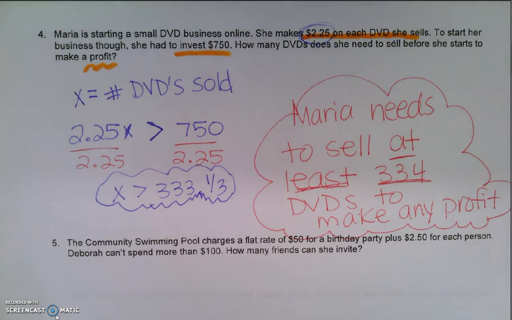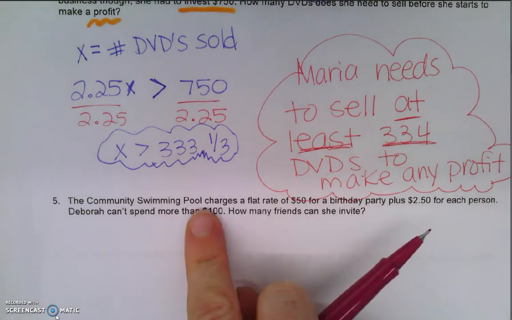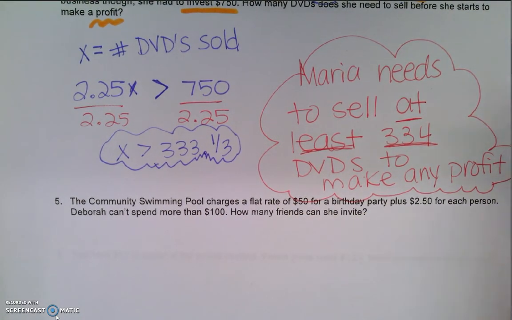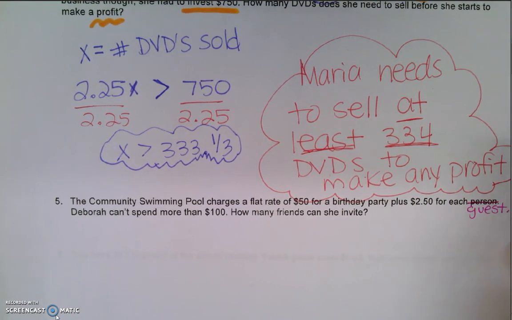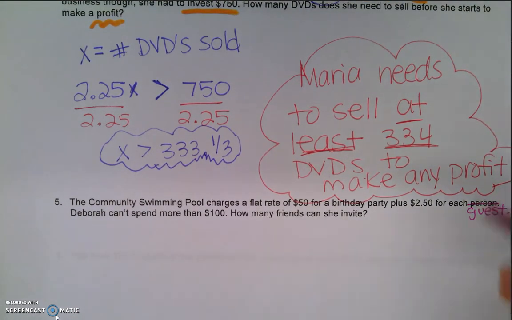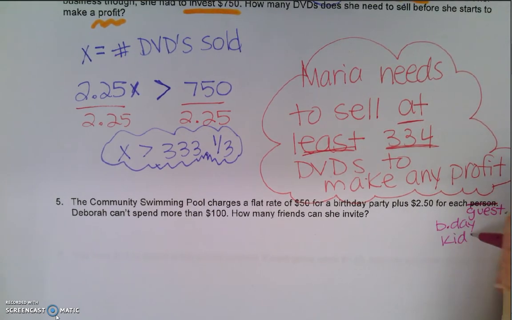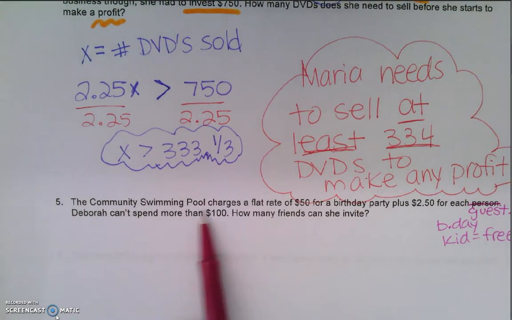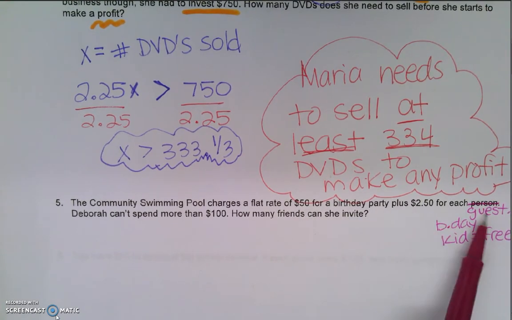For 5, I want to make an edit to the word problem. It says the community swimming pool charges a flat rate of $50 for a birthday party plus $2.50 for each person. Change that word person to guest because the birthday girl, Deborah, she's free. So the birthday kid is free. Awesome. So let's read this one more time. The community swimming pool charges a flat rate of $50 for a birthday party plus $2.50 for each guest.